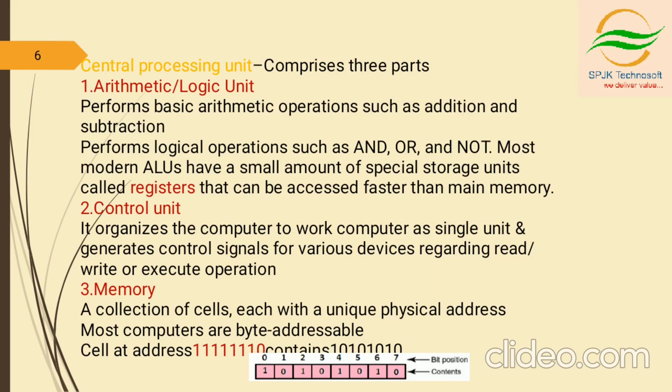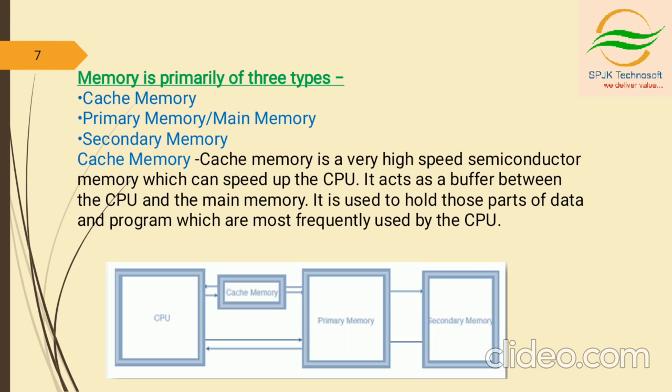Next, coming to the memory. Computer memory is just like a human brain. It is used to store data and instructions. Computer memory is the storage space in the computer where data is to be processed and instructions required for processing are stored. The computer memory is divided into three types: cache memory, primary memory or main memory, and secondary memory.